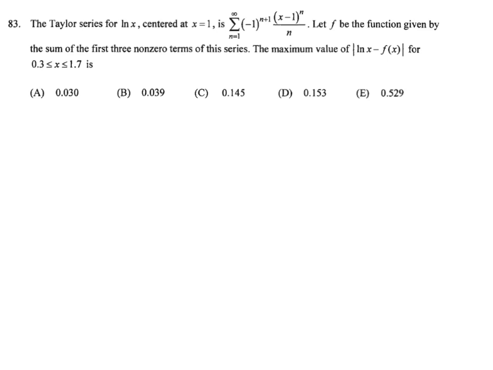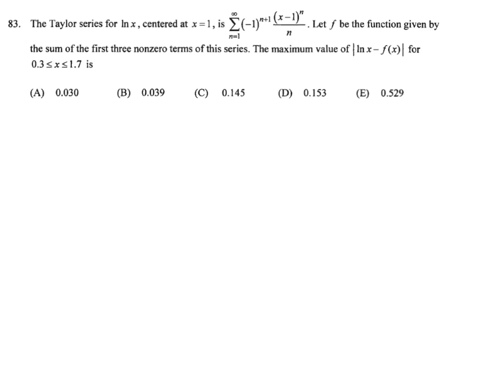All right, so 83 is a tricky problem, and I'm not sure I like this problem too much because I think it's a bit misleading. But you're given a Taylor series for the natural log of x, centered at x equals 1, and it's right there. So they derive that for you. You could derive that if you wanted to, but there we go.